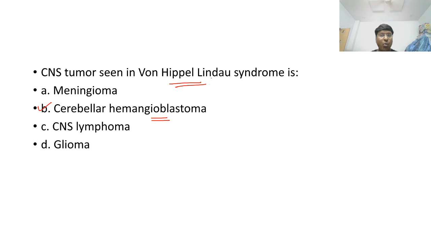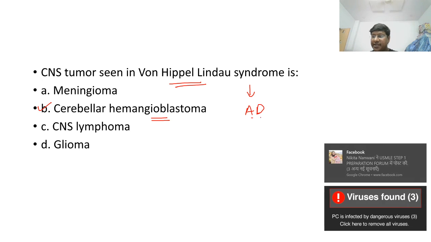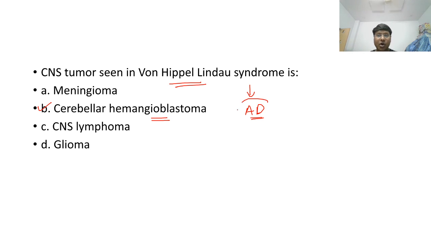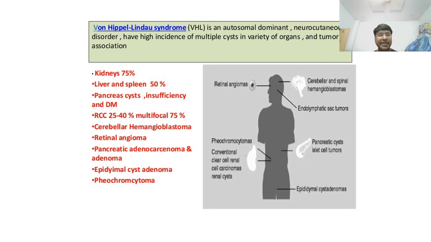Now, what is von Hippel-Lindau syndrome? Remember, this is an autosomal dominant disorder, and it is also a neurocutaneous disorder. There are many tumors in von Hippel-Lindau syndrome. You have the tumors of the kidney, which are most common, 75%. And there are also multiple cysts in von Hippel-Lindau.